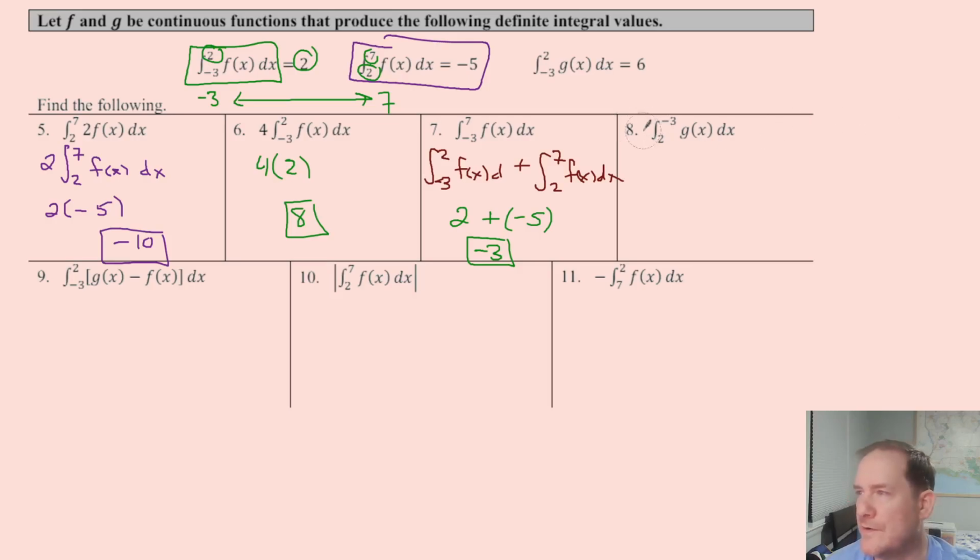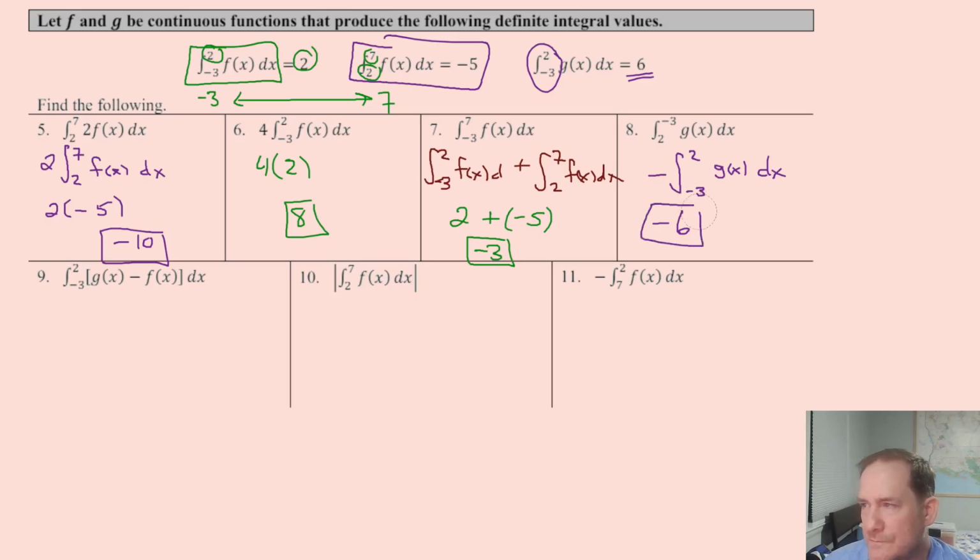All right, what about this one? Well, I can see that I'm going to want to flip these limits of integration. So -3, 2. And that means that this is not really the same as the one we had before, unless we take the opposite of it. And -3 to 2 was handed right to us. That's the guy with the value of 6. So that means this expression, the one that goes backwards through the interval, would just have a value of -6.